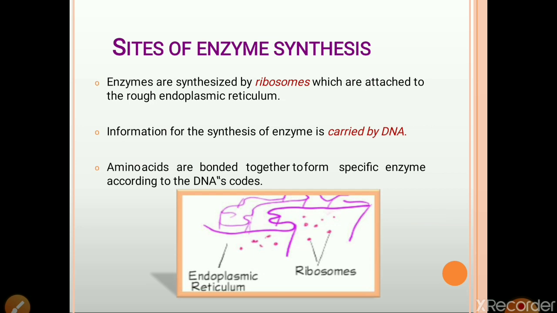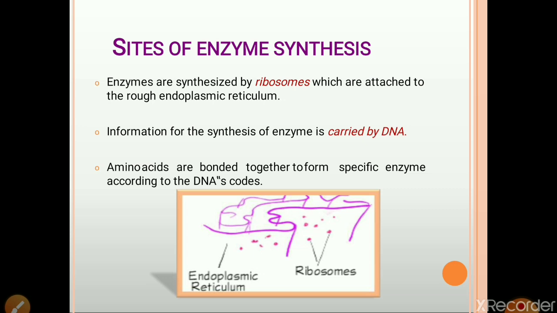The site of enzyme synthesis: enzymes are synthesized by ribosomes attached to the rough endoplasmic reticulum. As we earlier studied in molecular biology, protein synthesis occurs on the endoplasmic reticulum where ribosomes are attached. We already discussed that all enzymes are proteins but all proteins are not enzymes. So enzyme is nothing but a protein. Protein biosynthesis occurs in the endoplasmic reticulum, so enzyme biosynthesis also occurs there with the help of the protein synthesis factory called ribosome.